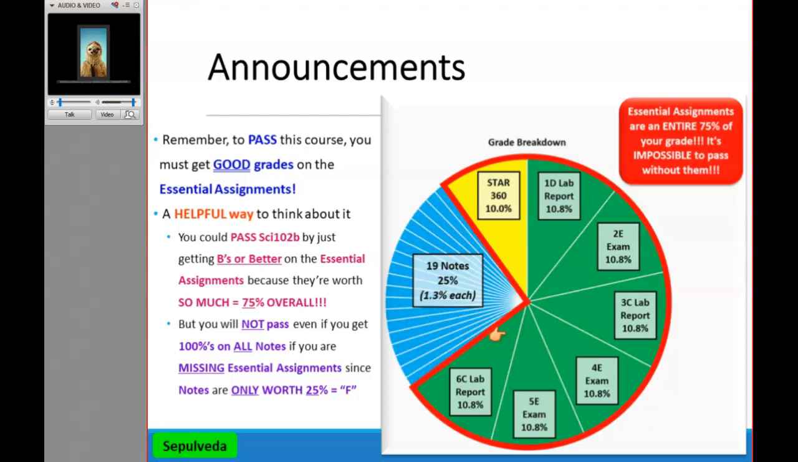If you are missing any essential assignments, since notes are only worth 25%, make sure you get them in. We're here to help you. Email us, text us, call us. This is what we live for as teachers. Please reach out to us so we can help you out with this. We want to see you passing.